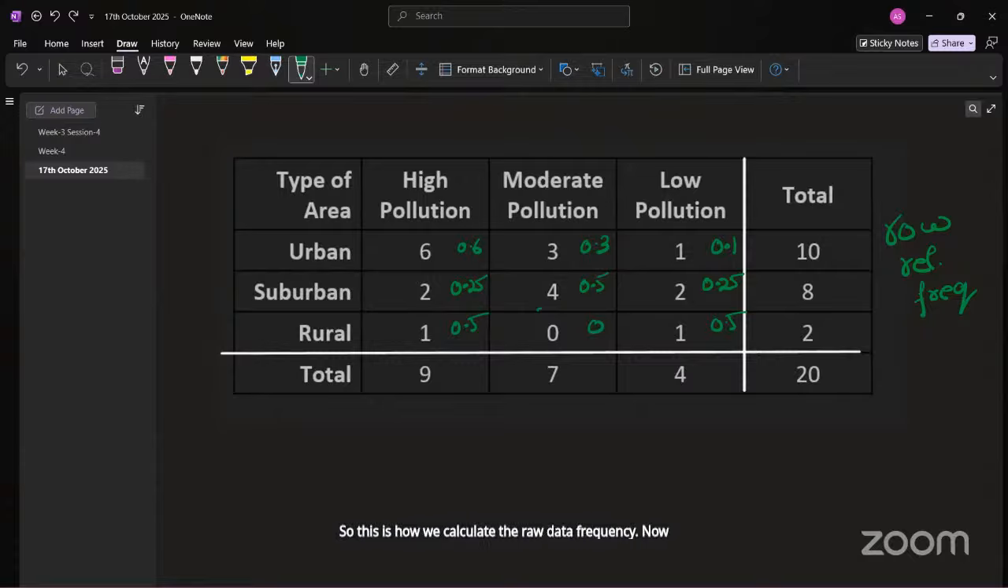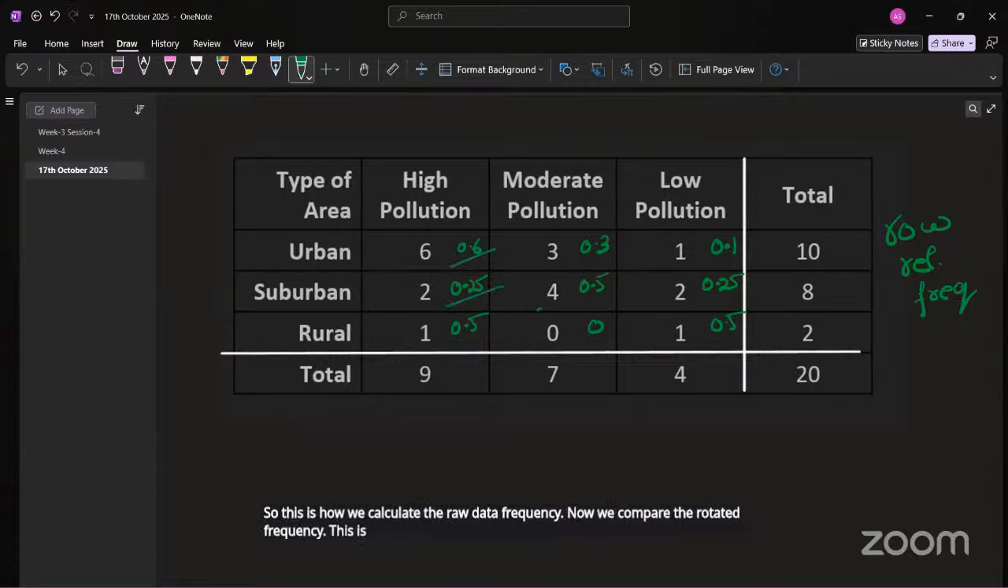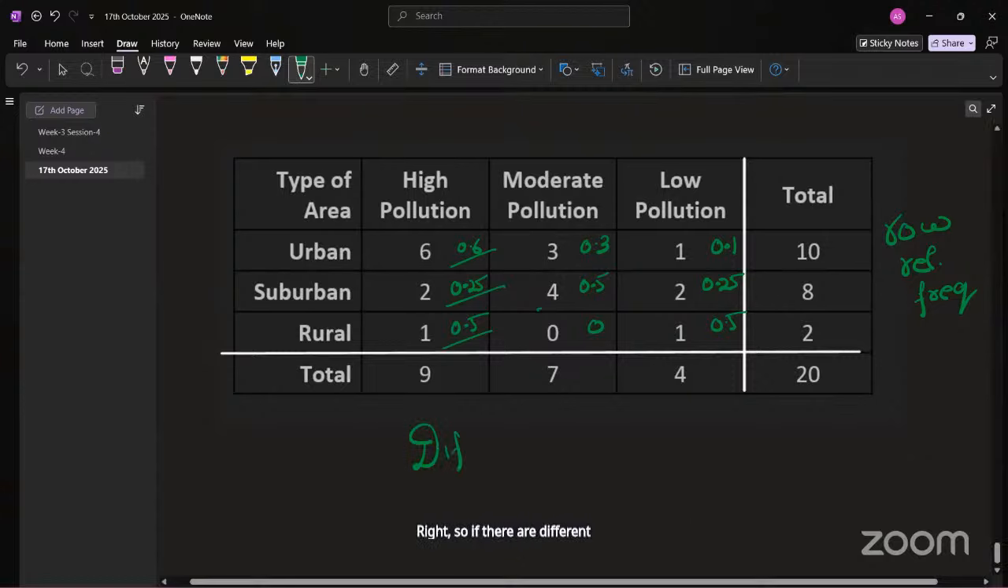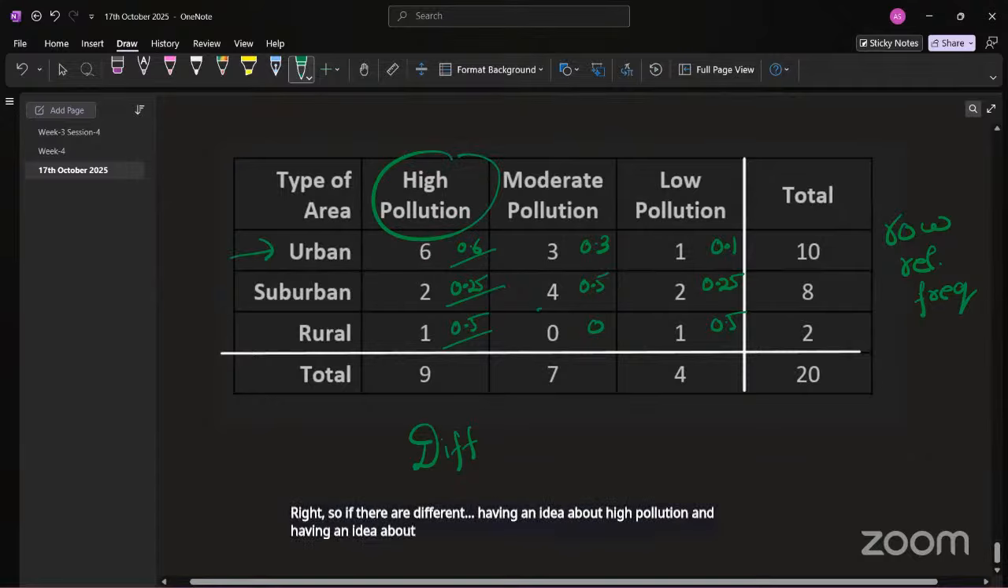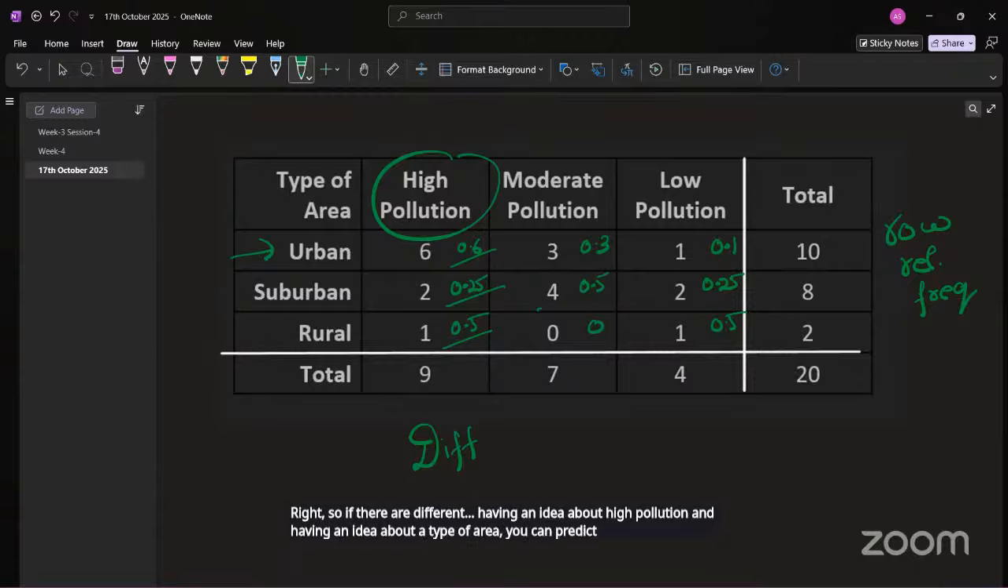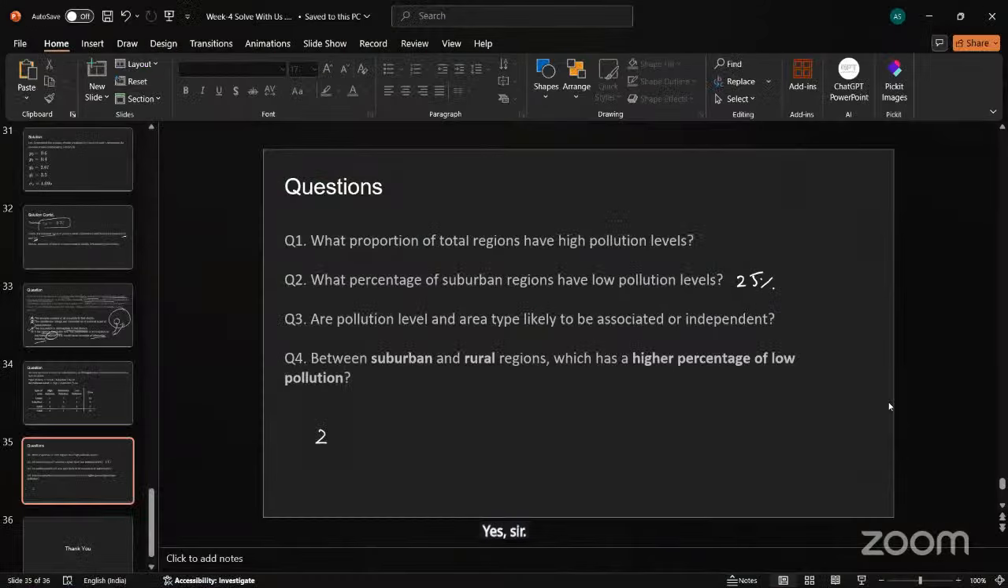Now we compare the row relative frequency. This is 0.6, this is 0.25, this is 0.5. Are they different or are they similar? Different, right. So if they are different, having an idea about the type of area, you can predict something about the pollution, right? Because they are different. And if you can do this, we can say that there is an association between them. So yes, there is an association. Everyone got this or not?